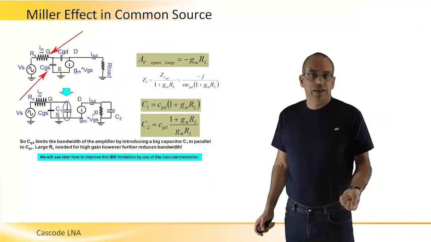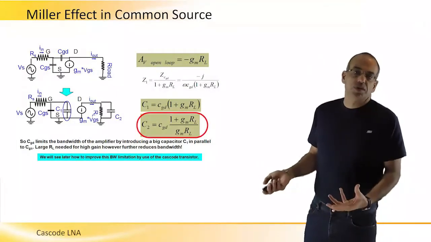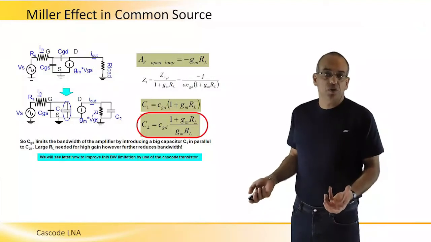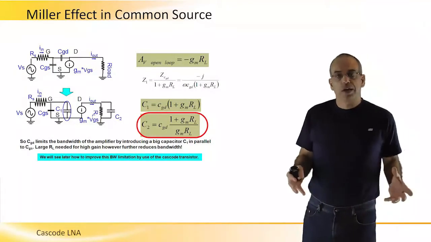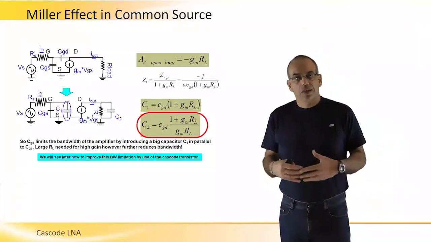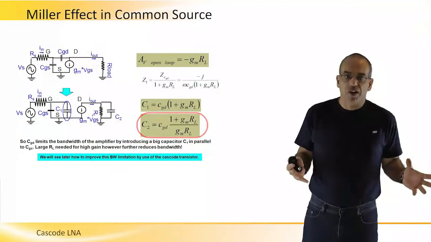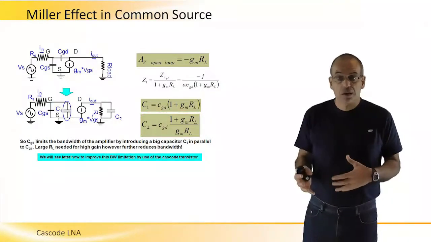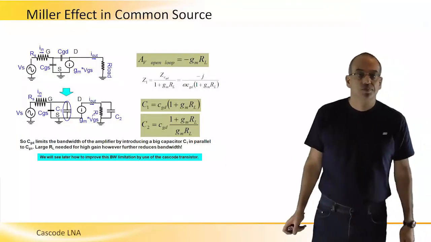the whole circuit. C2 we put here, but it's not really important to understand the effect on the bandwidth. But what we see here is a simple way to explain the effect of CGD on the bandwidth of the amplifier. And this we will try to improve with the Cascode.